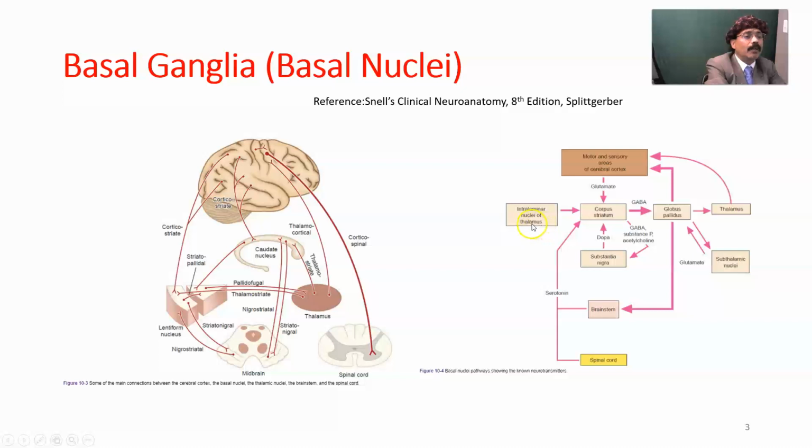We have the intralaminar nuclei of the thalamus that also work along with the basal ganglia, subthalamic nuclei, thalamus, globus pallidus, and the brain stem, then the spinal cord here, and substantia nigra has some role here. Gamma aminobutyric acid, substance P, and acetylcholine are all related to the corpus striatum and substantia nigra.